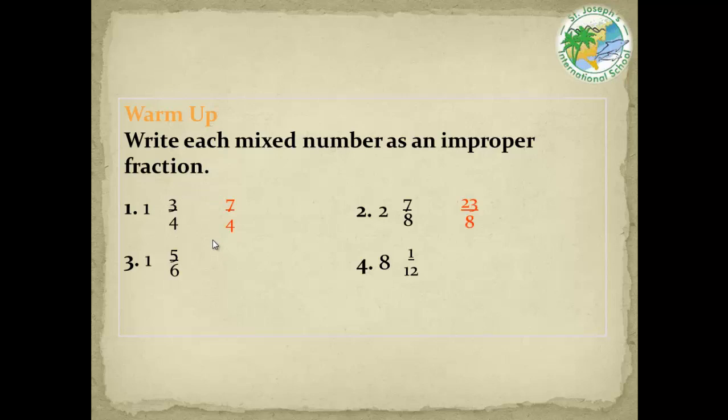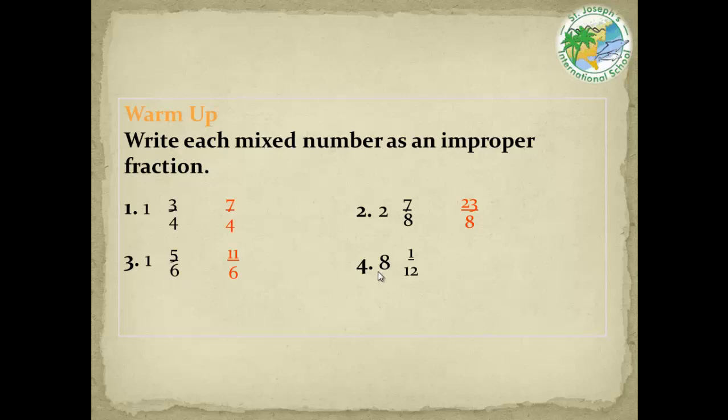Another example. 8 times 2 plus 7 equals 23 over 8. Another example, number 3. 6 times 1 plus 5, equals 6 plus 5, equal what? Equal 11 over 6.